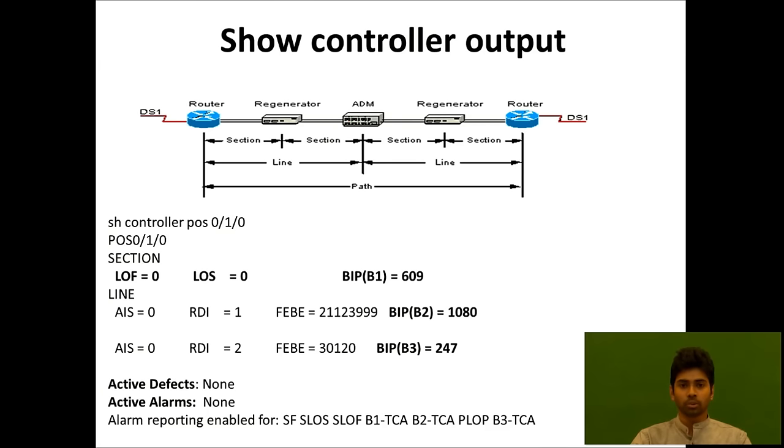Under the show controller output, we need to check five parameters: LOF, which indicates framing mismatch between the router and the regenerator; LOS, which indicates signaling issues; B1, B2, and B3. B1 indicates any errors between the router and the regenerator; B2 indicates any errors in between the router and the ADM; and B3 indicates any errors between the local router and the remote router. We can also enable alarms for these errors, which will be indicated under the active defects and active alarms.